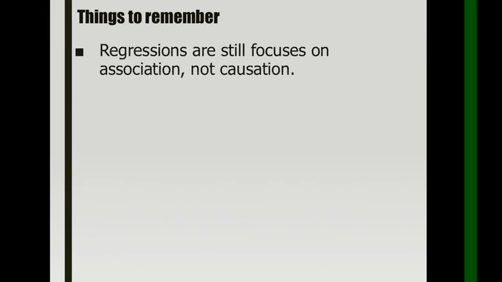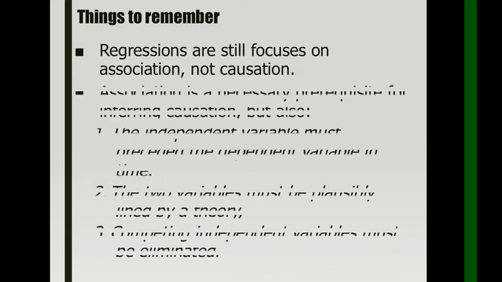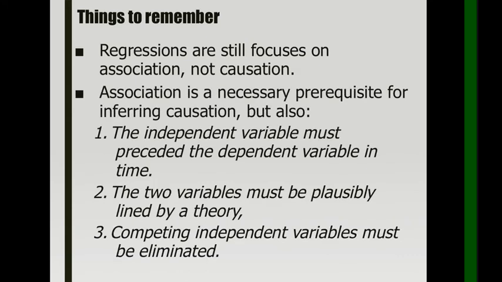Things to remember. Regression still focuses on association, not causation. Association is a necessary prerequisite for inferring causation, but also the independent variable must precede the dependent variable in time. The two variables must be plausibly linked by a theory. Competing independent variables must be eliminated.